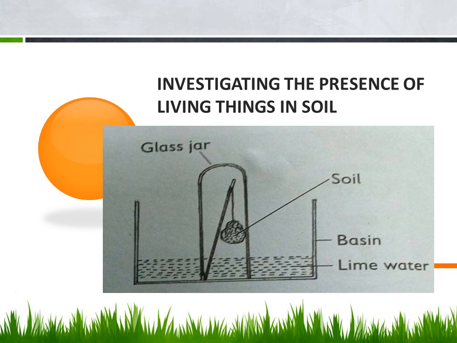As you know, pupils, animals breathe in oxygen. Yes. After breathing in oxygen, they breathe out carbon dioxide. So the carbon dioxide which is produced by animals makes the lime water turn milky or white.